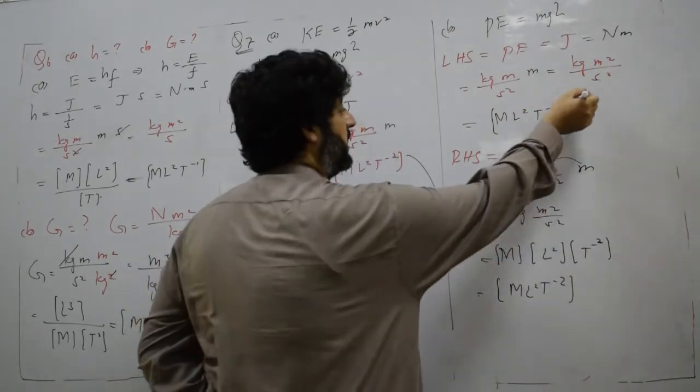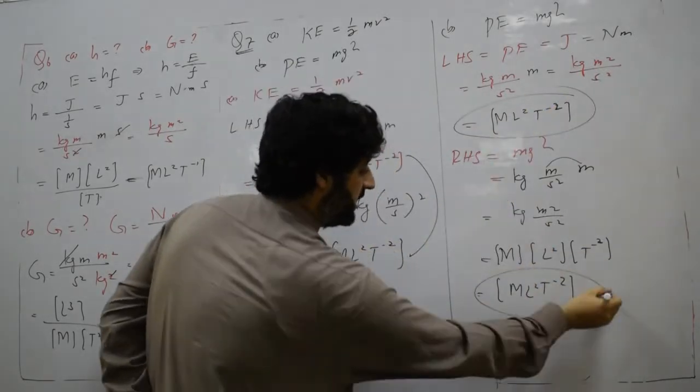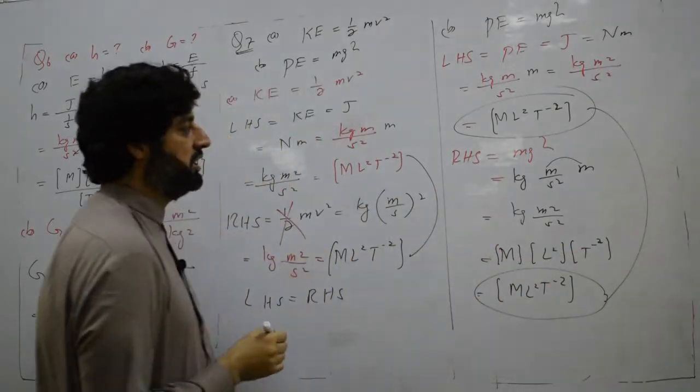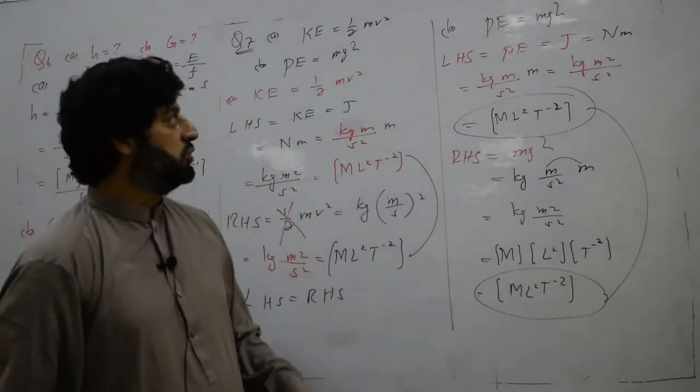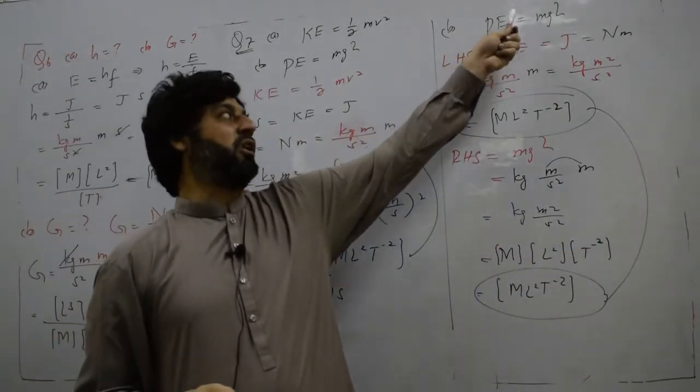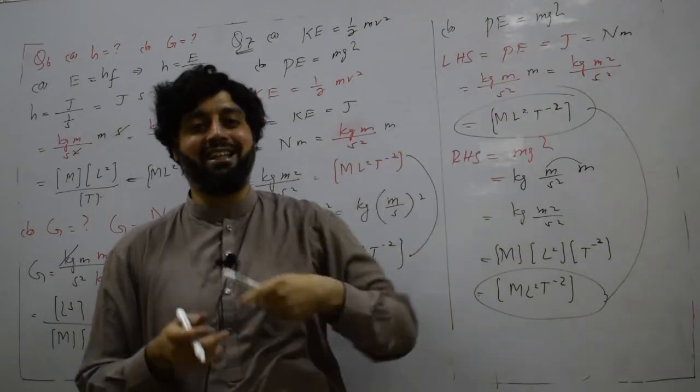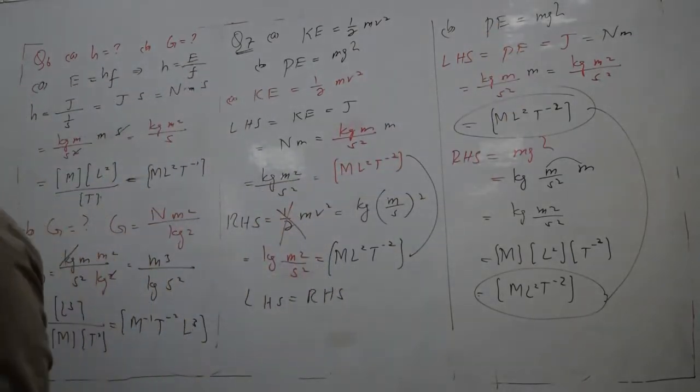So look here, the dimension of left hand side and dimension of right hand side are equal. If the dimensions of left hand side and right hand side are equal, so it is proved that potential energy is equal to mgh is dimensionally correct. So this is all about numerical problems of this chapter.